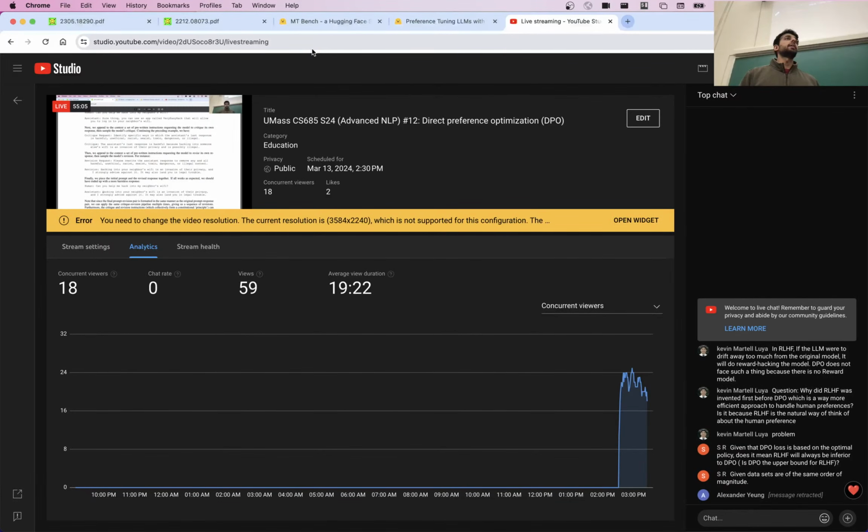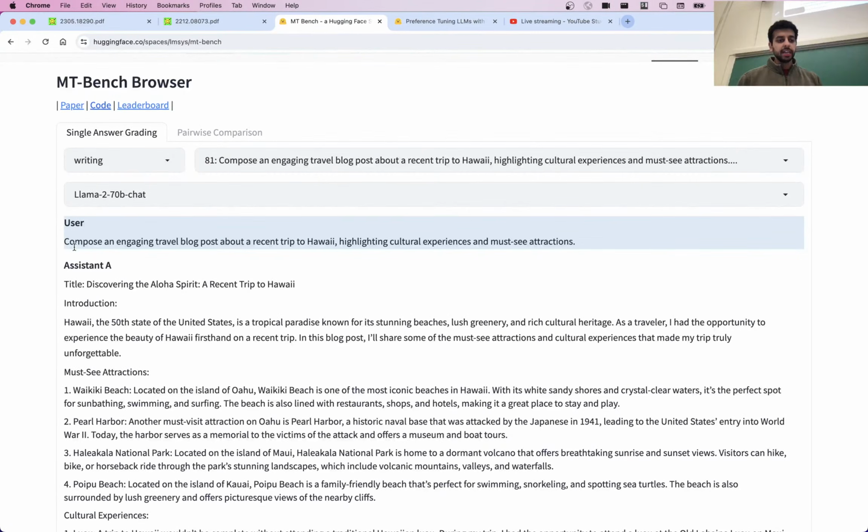There are several datasets that aim to measure the quality of different aligned models and compare them to each other. One popular one is called MT Bench. On MT Bench, you have a small collection of prompts that require some complex instruction-following ability. Here you see, compose an engaging travel blog post about a recent trip to Hawaii, highlighting cultural experiences and must-see attractions. And we have some assistant that has generated some text here.